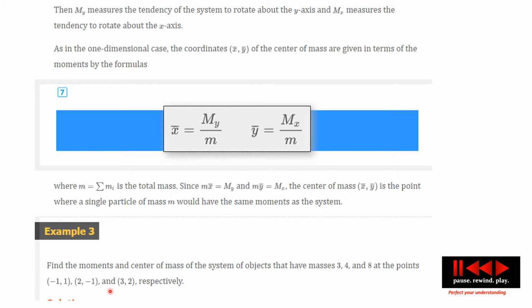Okay, so let's do an example. You want to find the moments and center of mass of the system of objects with masses 3, 4, and 8, respectively, at points. Again, both of those are respectively. So you know what to do. Let's see how you did.